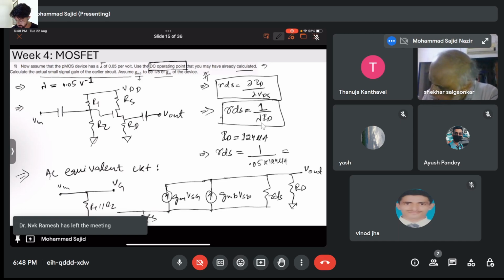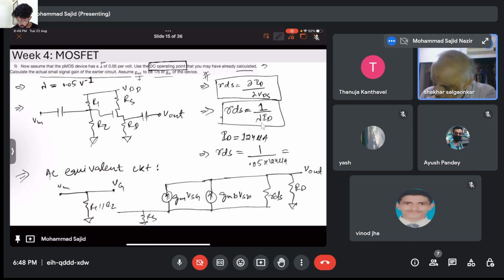Let me just calculate it. 0.05 divided by 124. Okay, this is 0.16 mega ohm. This comes out to be 0.16 mega ohm. Is it correct? Yes. Okay, so this is the value for RDS we have to use here.